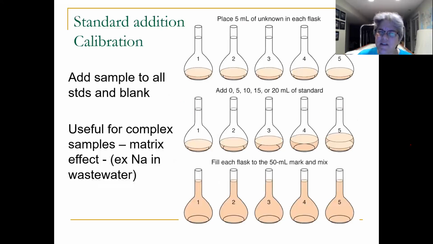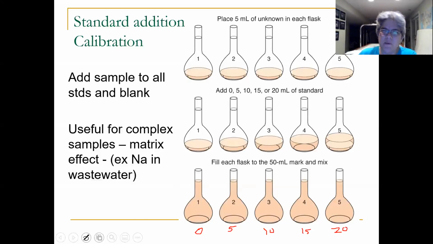This is going to sound kind of strange, but what you're going to do is take your sample, say that wastewater sample, and add it to all of your standards and all of your blanks. Here is my blank, and then these are my standards. Notice this standard had 5, this had 10, this has 15, this has 20 milliliters of standard. But first, I'm going to take my sample that I'm trying to measure and put it in my blank and in every standard. And we're going to add the standard, and then we dilute.